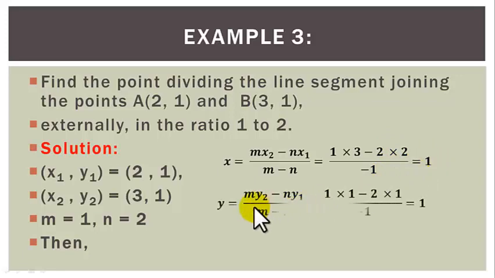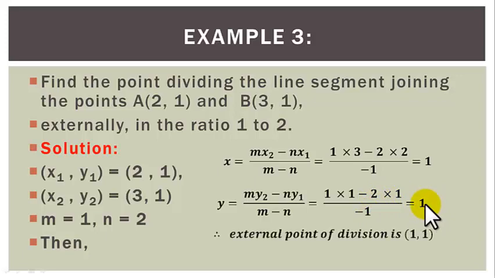And y equals my2 minus ny1 all over m minus n. And this is equal to m is 1 times y2, which is 1, minus n, 2, times y1, which is 1, all over m minus n, which is minus 1. 1 times 1 is 1. 2 times 1 is 2. 1 minus 2 is minus 1. Minus 1 over minus 1 is plus 1. So therefore, the coordinate of our external point of division is (1, 1).